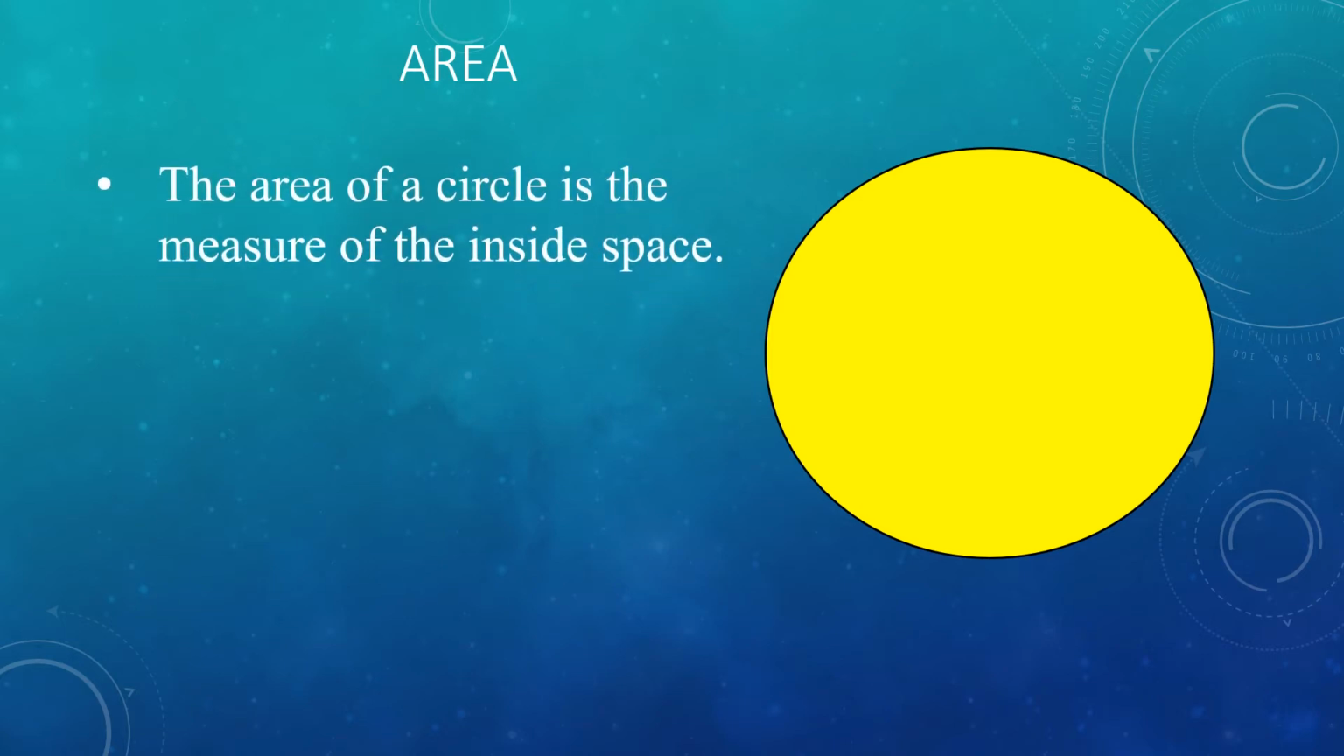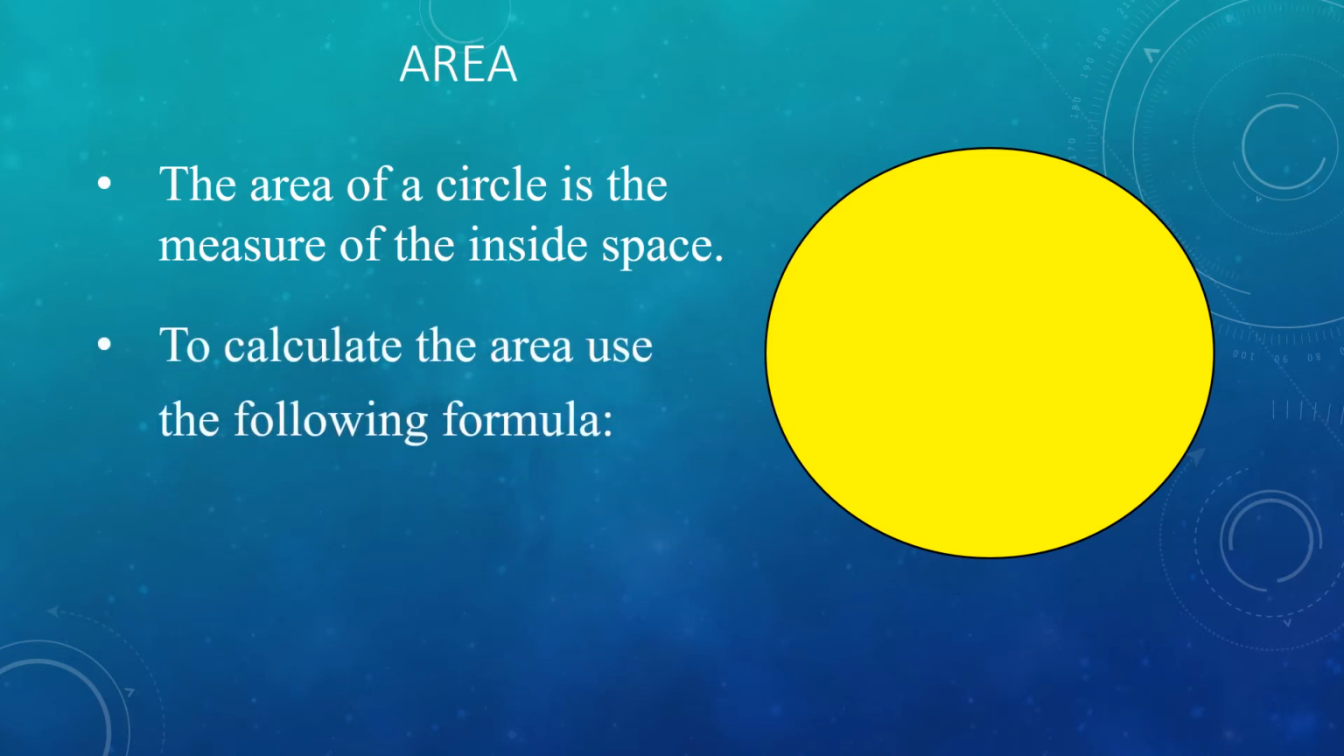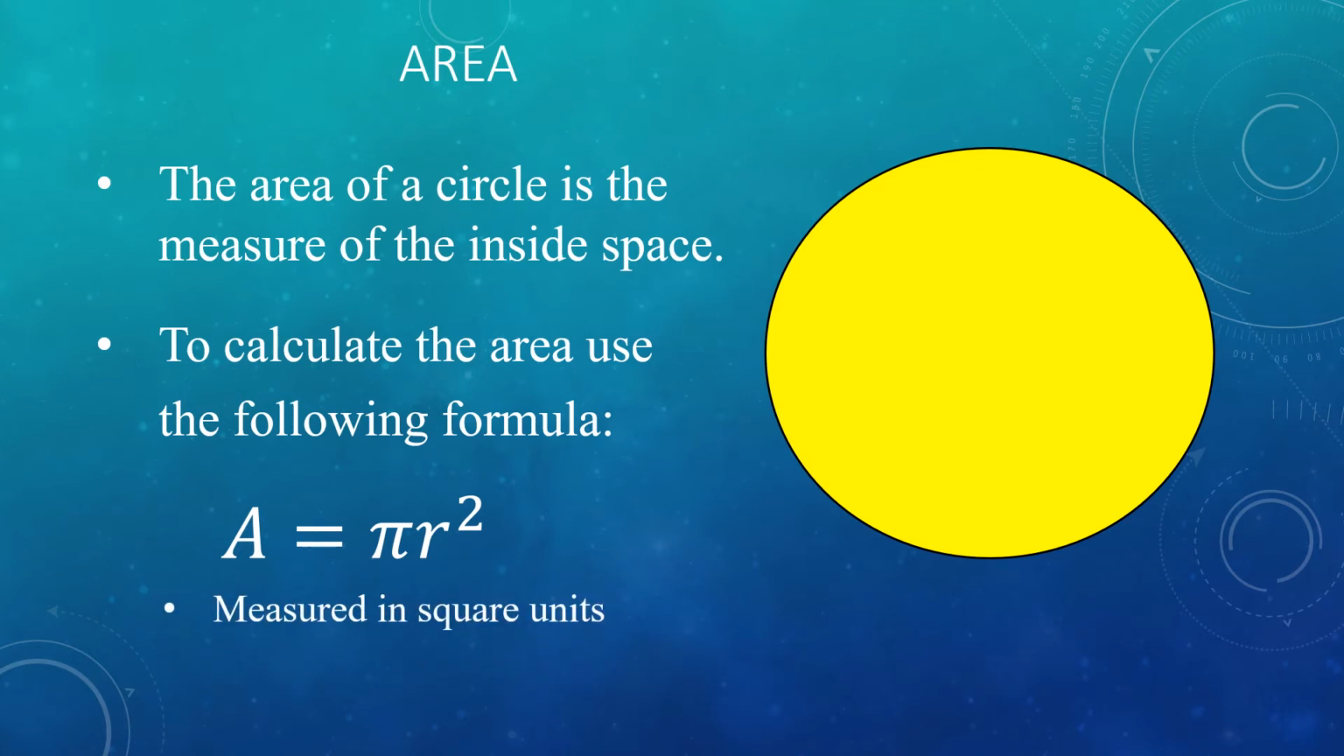To find the area of a circle, here you have a circle, and the area is that yellow part, which is measured of the inside space. To calculate the area using the following formula, A equals pi r squared, where now you have to have the radius of the circle. So if you're given the diameter, divide that number by 2 and you'll have the radius. We're going to measure this area in square units. So it could be units squared, it could be meters squared, it could be centimeters squared.